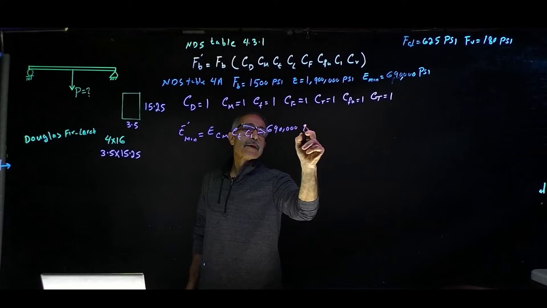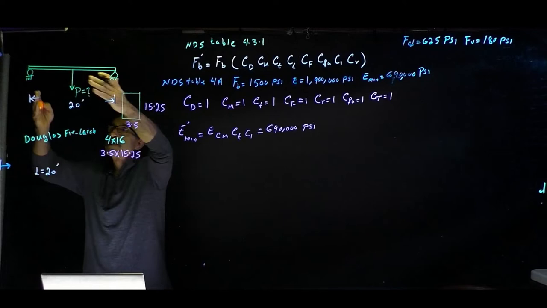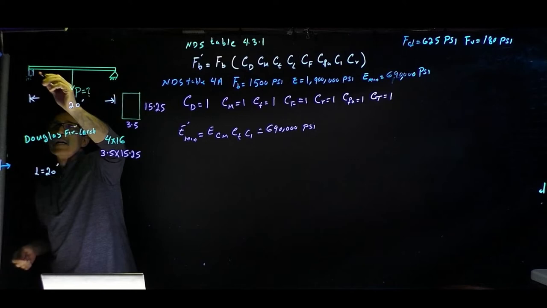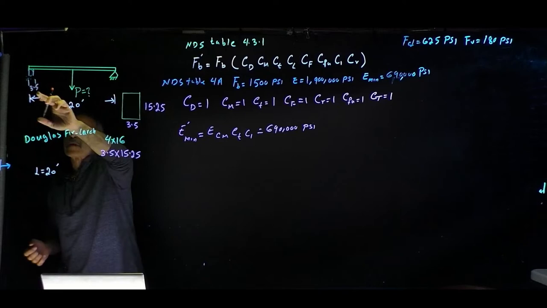Let's do some dimensional properties. We said the beam is 20 feet long, and it's 3.5 inches by 15.25. The beam sits right on the block, and it's sitting on a 2x4. The 2x4 is 3.5 inches wide, and the beam is also 3.5 inches wide, fitting perfectly. So our W of the beam is 3.5 inches.